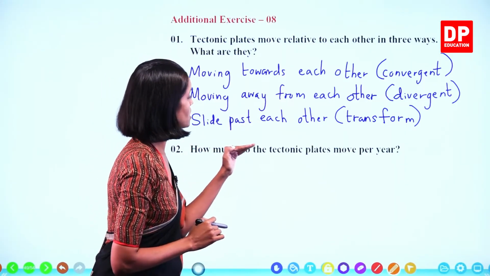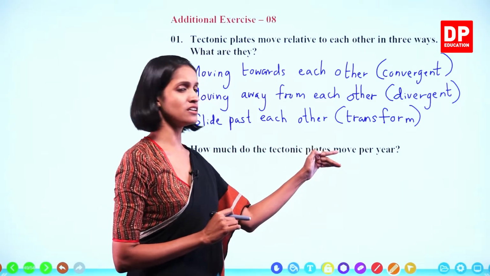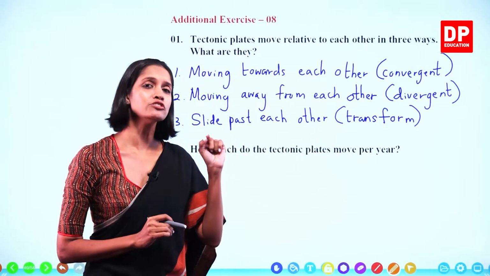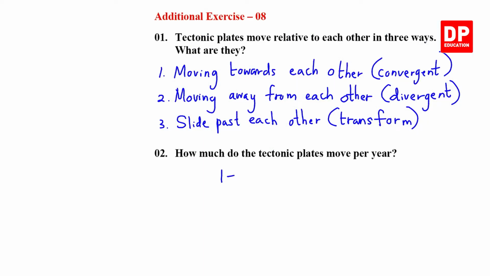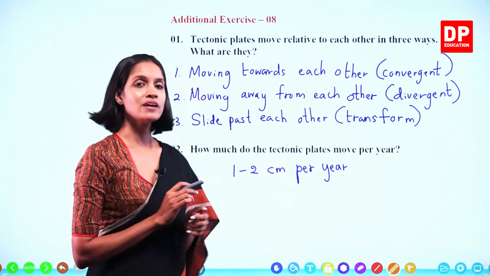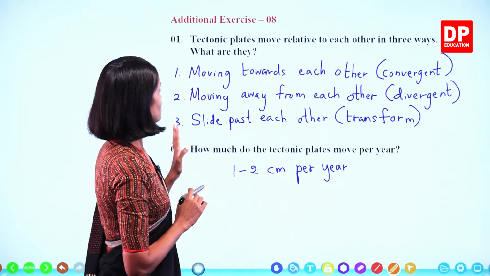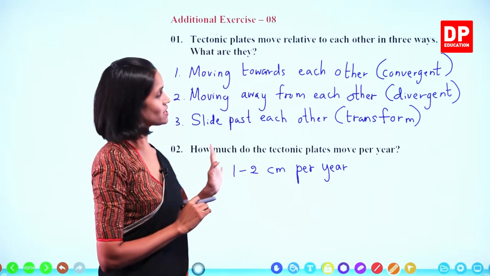How much do the tectonic plates move per year? Very little, 1 to 2 centimeters, okay? 1 to 2 centimeters per year. Right, children? We'll move on to the next question.